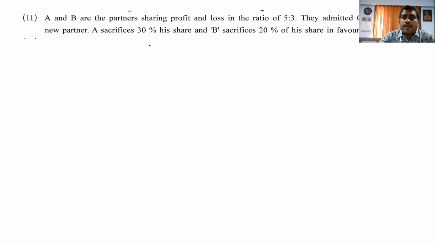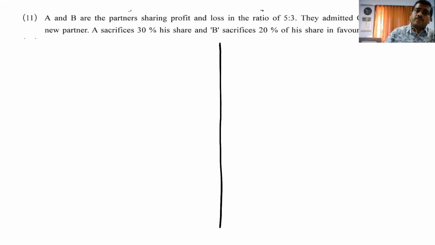A and B are the partners sharing profit and loss in the ratio 5 is to 3. They admitted C as a new partner. A sacrificed 30% of his share and B sacrificed 20% of his share in favor of C. Just now we have done this sum, but not in percentage, but in fraction. So today we are going to learn how to do it in percentage. So let's see.